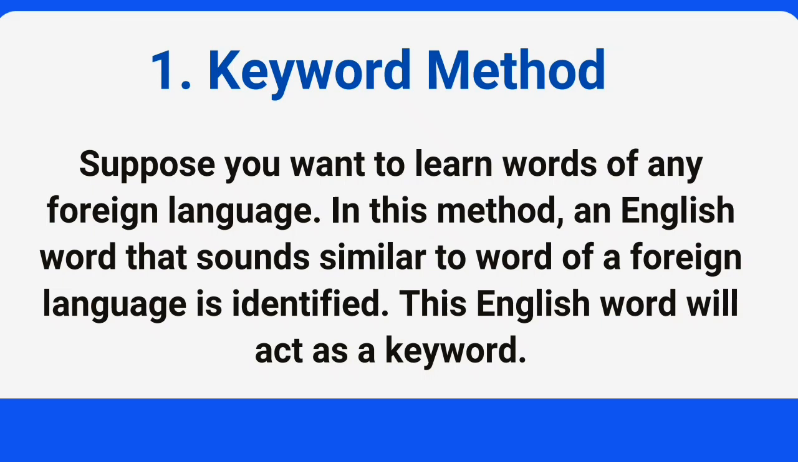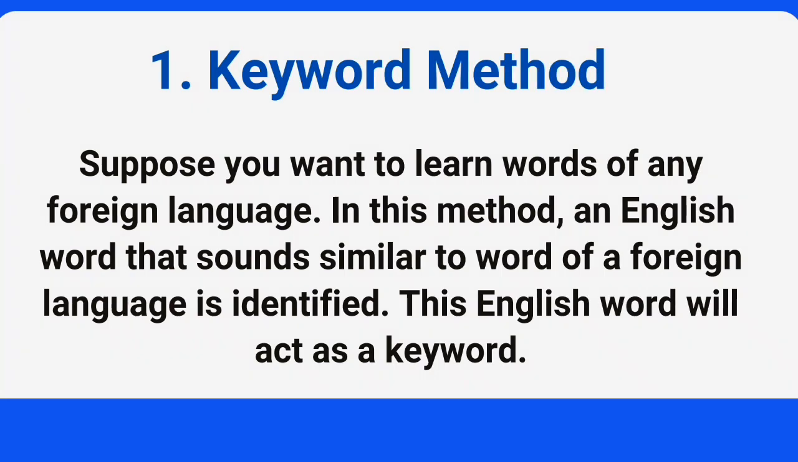First is the keyword method. Now suppose you want to learn words of any foreign language. In this method, an English word that sounds similar to the word of a foreign language is identified. This English word will act as a keyword. Now suppose you are learning Spanish. The word pato in Spanish means the word duck in English. These two words seem to be quite dissimilar, so it is probably difficult to learn them.